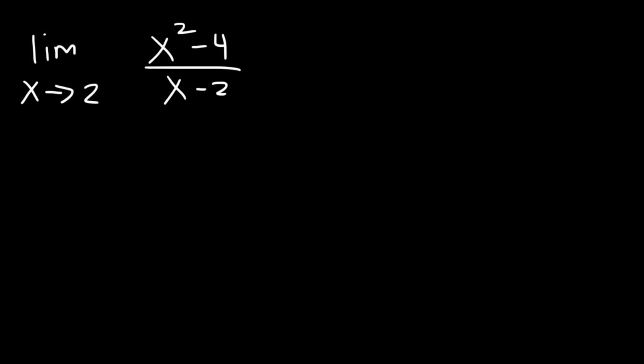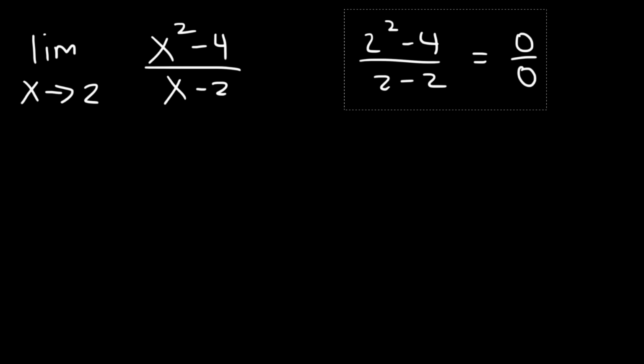So how can we do so? Well, one way is to use direct substitution. If we plug in 2, notice what will happen. 2 squared is 4. 4 minus 4 is 0. So 0 over 0 is undefined, which we don't know what value that represents.